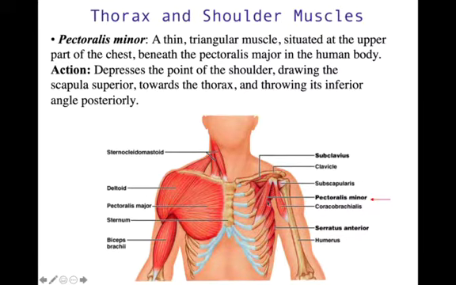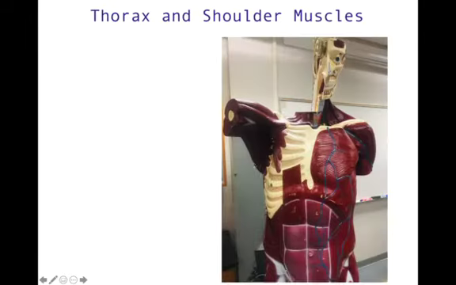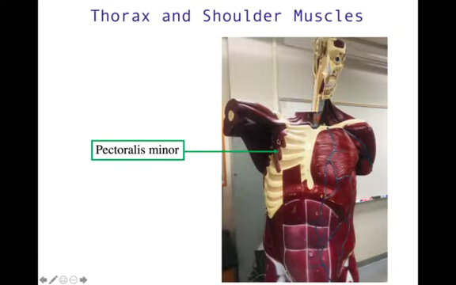And the pectoralis minor muscle, in terms of action, depresses the point of the shoulder, drawing the scapula superiorly, towards the thorax. So kind of bringing your shoulders forward, basically. So that's the pectoralis minor right there. On our model, if we remove the pectoralis major, you can see this right here. This is the pectoralis minor muscle.